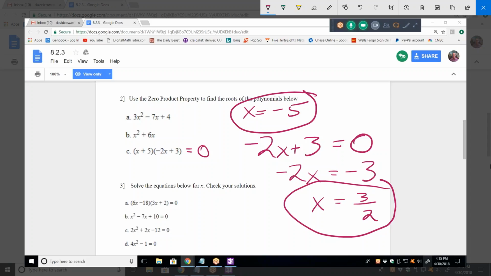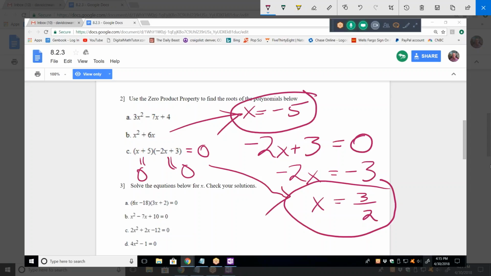And this was pretty easy because they didn't make us factor it. They gave it to us in factored form. So all we had to do was set that equal to 0 and solve it, which gives us that solution. And then set that equal to 0 and solve it, which gives us this solution. And again, both solutions work. They always work when you're dealing with polynomials.